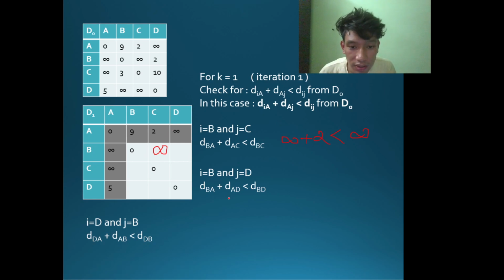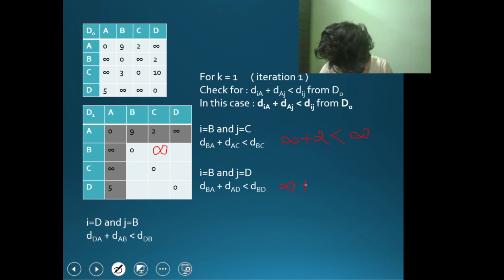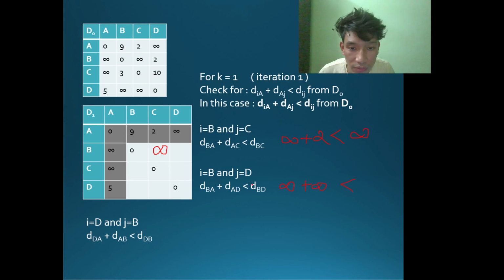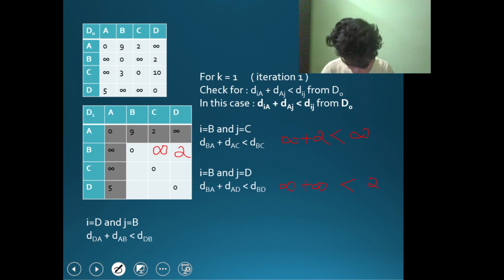And let us look at I is equal to b and j is equal to d. So I will be b and j is d, so distance of ba plus distance of ad lesser than distance of bd. So distance of ba here is infinity plus distance of ad is also infinity, lesser than distance of BD from the previous matrix. Distance of BD from the previous matrix is 2. So infinity is lesser than 2 is not true. So it will remain as it is.